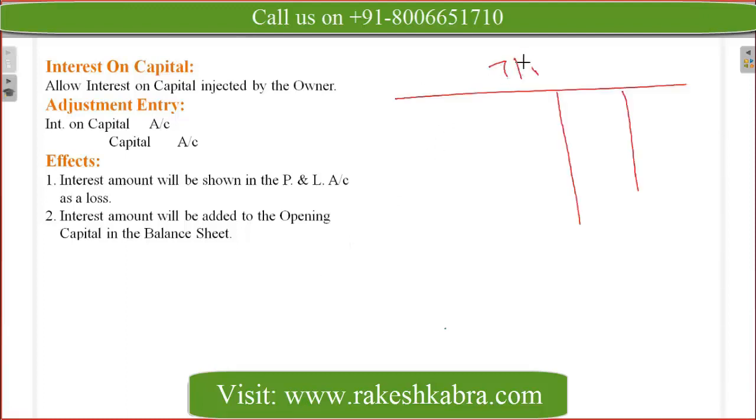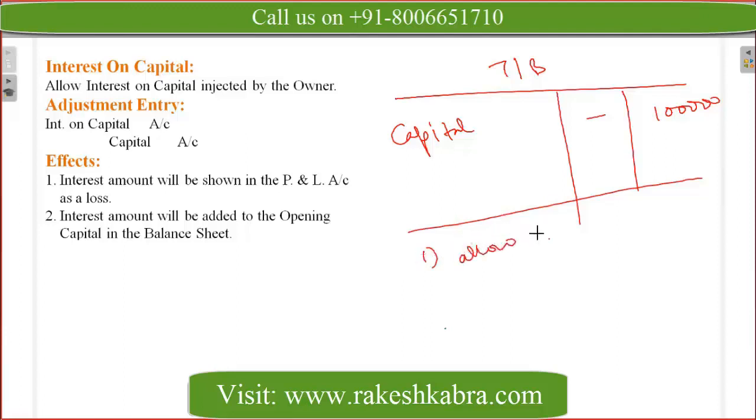Suppose this is the trial balance, and in the trial balance suppose capital is written. Capital, suppose 1 lakh, and what is the additional information? Allow interest on capital at the rate of 5% per annum. This is the additional information, isn't it?